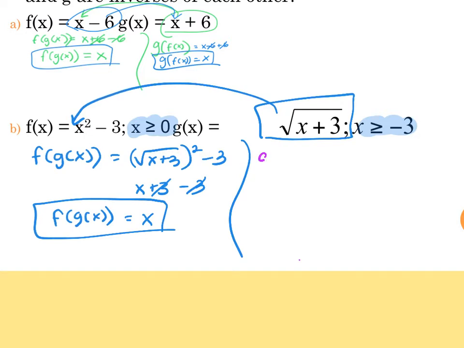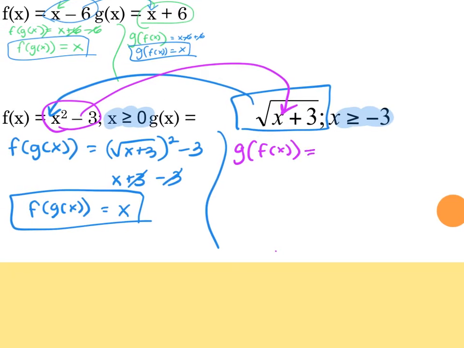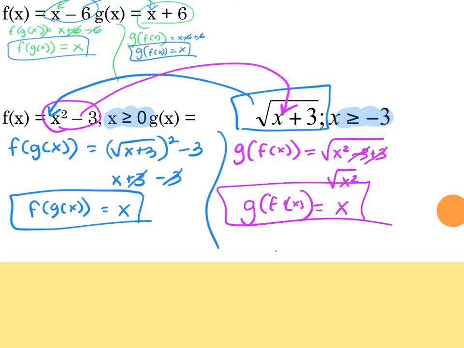Okay, then I do g of f of x. I take this one and I plug it into here. So I get square root of x squared minus 3 plus 3. The negative 3 and the positive 3 cancel. And I end up with the square root of x squared, which is x. It's actually absolute value of x, but that's where those restrictions come into play, which we'll talk about in a little bit.